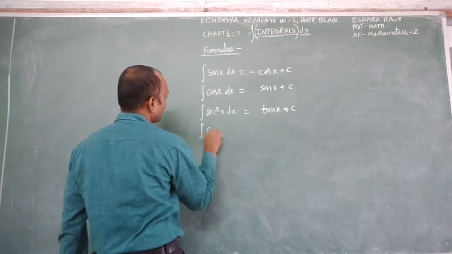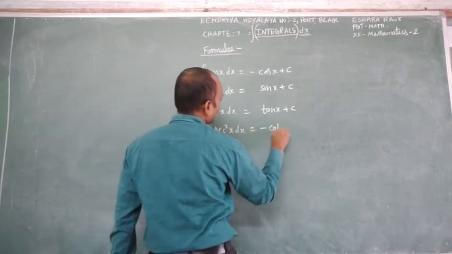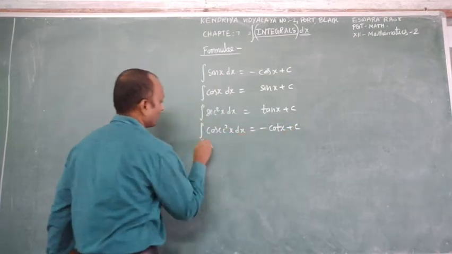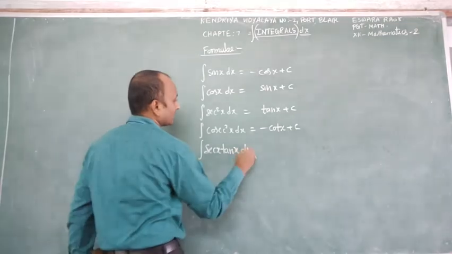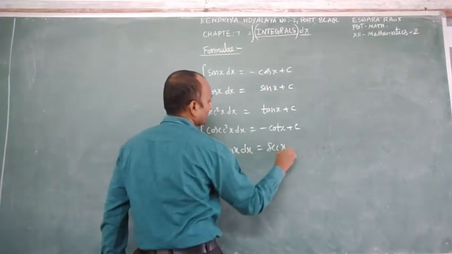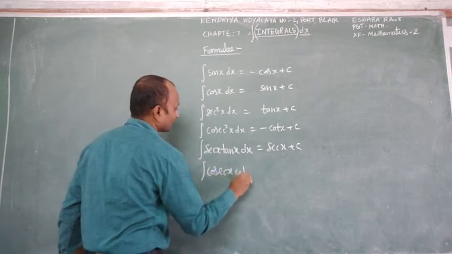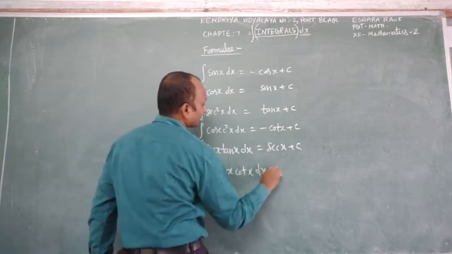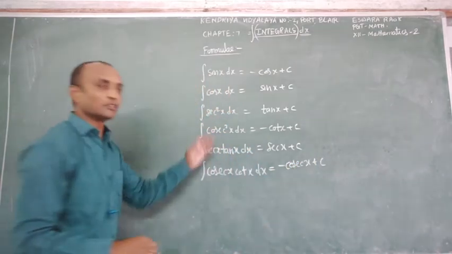What is the integration of cosecant square x dx? It is minus cot x plus c. What is the integration of secant x tan x dx? The answer is secant x plus c. What is the integration of cosecant x cot x dx? The answer is minus cosecant x plus c. These are the trigonometry related formulas.